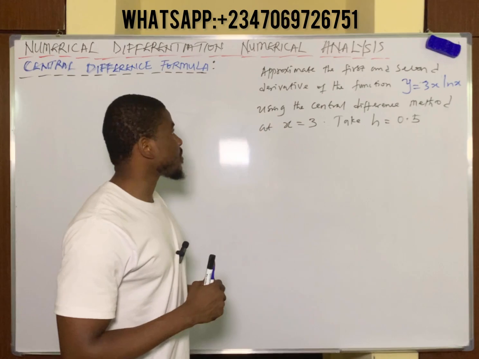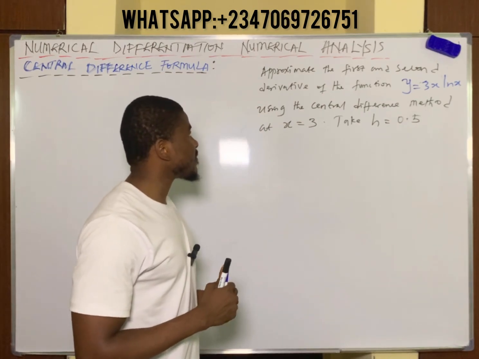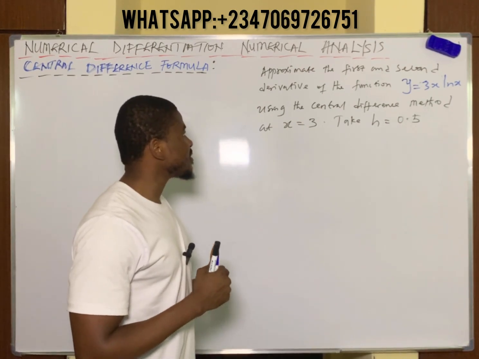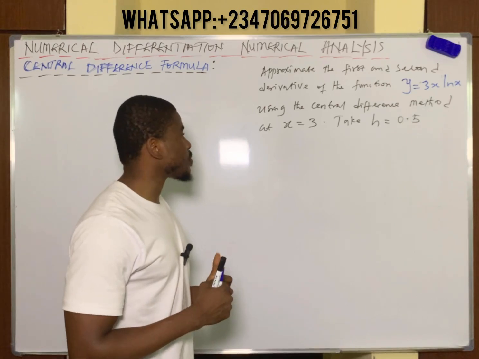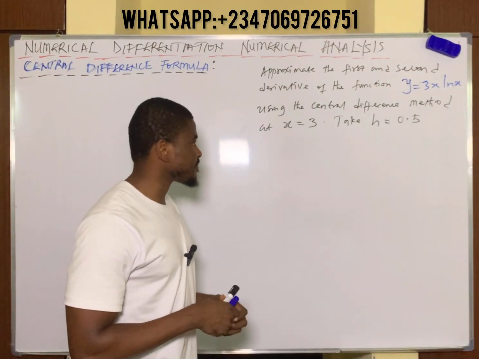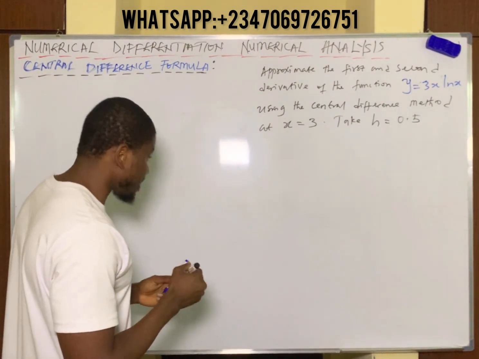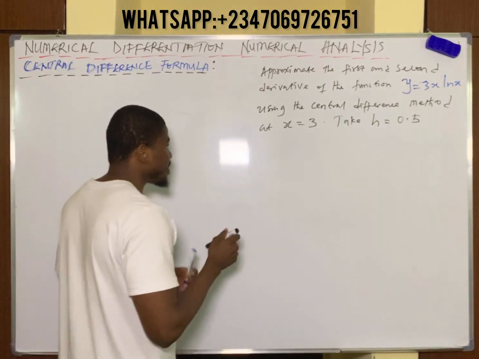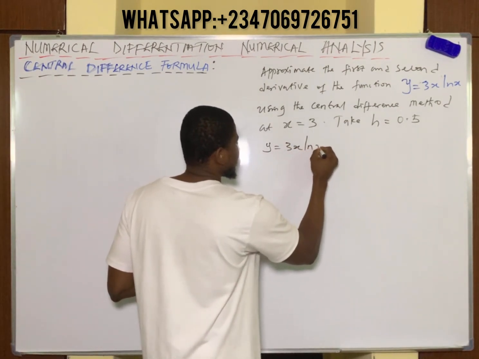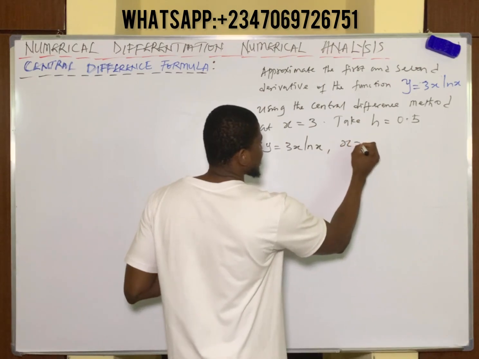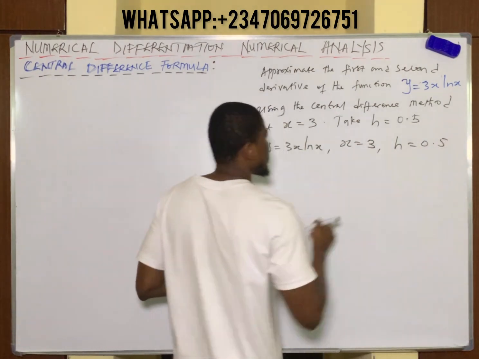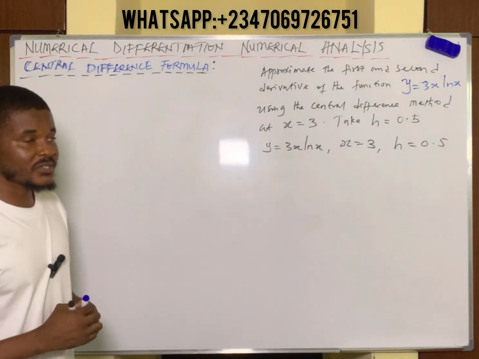It says, approximate the first and second derivative of the function y equals 3x ln x using the central difference method at x equals 3. You're given h to be equal to 0.5. Okay, so let's pick out our function. We're given y equal to 3x ln x, at x equal to 3, and the step size h is equal to 0.5, and we have to approximate the first and second derivative.